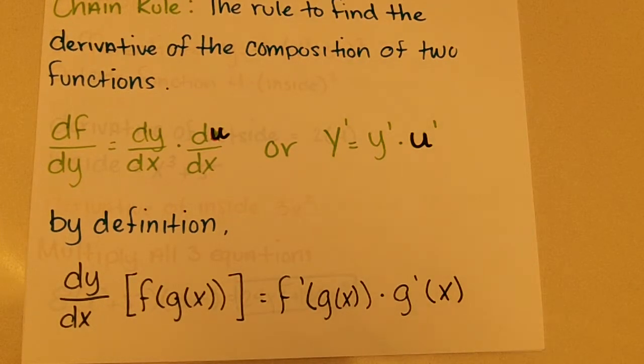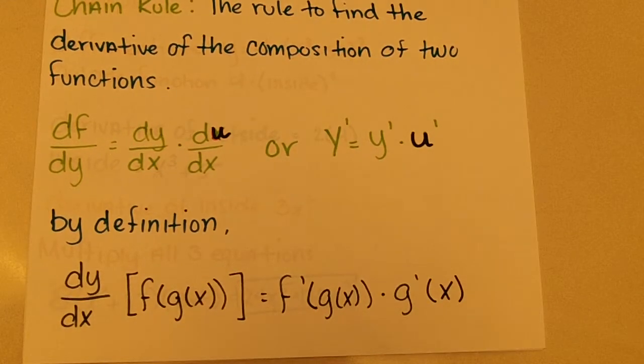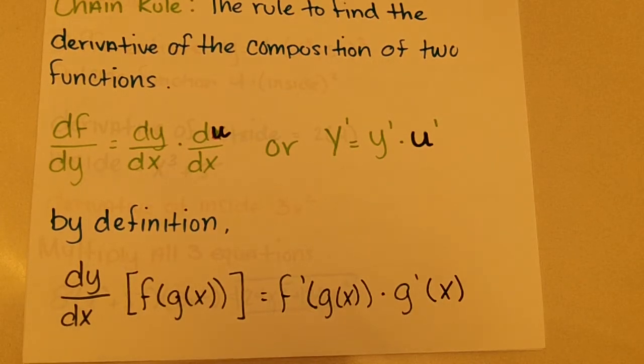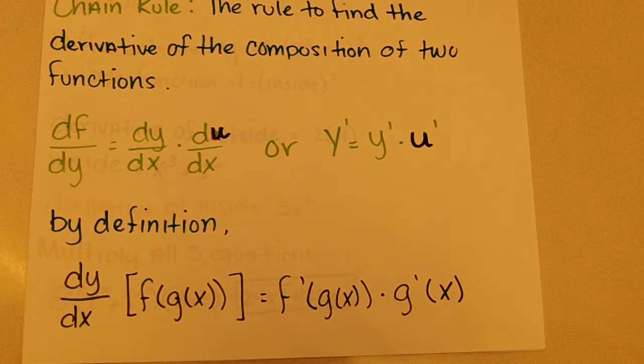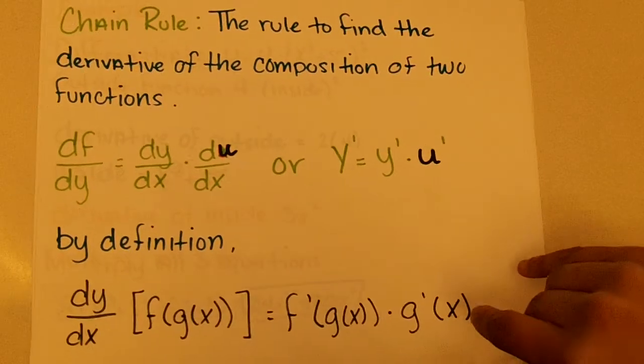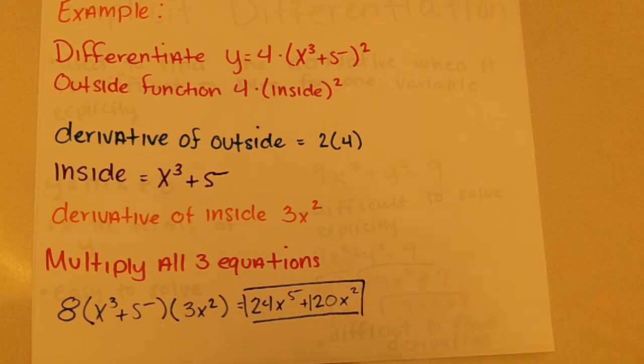The chain rule is used to find the derivative of the composition of two functions. One way to say it is dy over dx equals dy over du times du over dx, or y prime equals f prime times u prime. By definition, the derivative of f of g of x equals f prime of g of x times g prime of x.